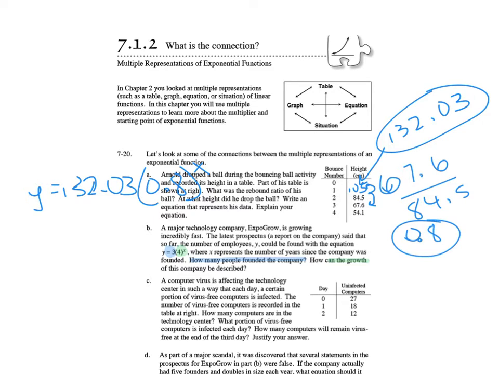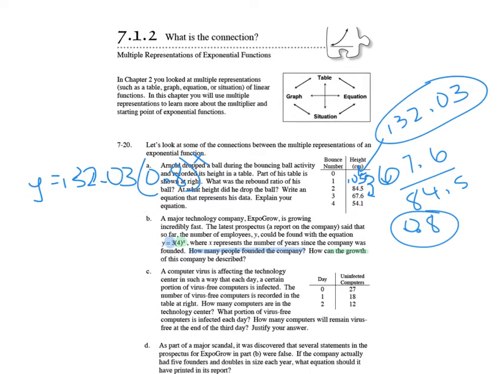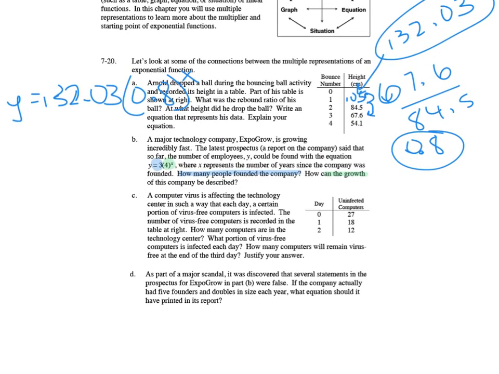Part C. A computer virus is affecting the technology center in a way that each day a certain portion of the virus-free computers is infected. The number of virus-free computers is recorded in the table at the right. How many computers are in the technology center? To answer that question, we just need that starting number. How many did they start with? How many computers in the technology center?